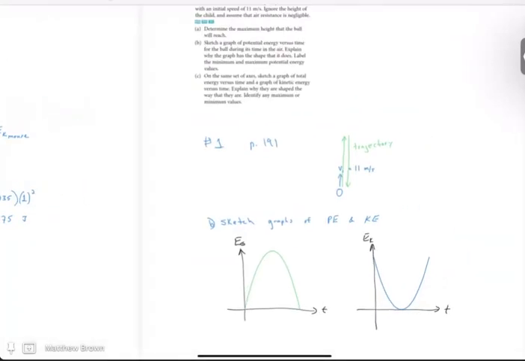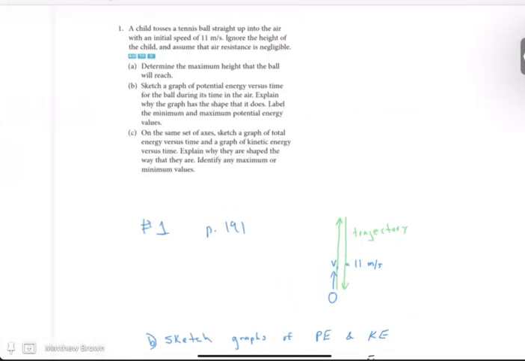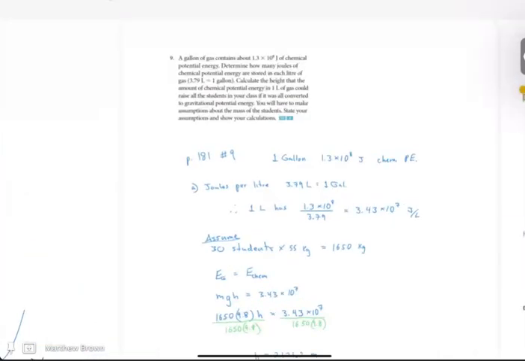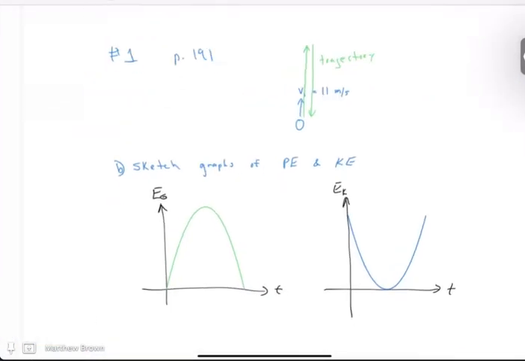Another one, this one came up during the async time. Someone asked about it. This is completely wrong, though, if you look at the solution in the book, so it might be something you'd wonder about. A child tosses a tennis ball straight up into the air with an initial speed of 11 meters per second. Determine the maximum height. Absolutely, you know how to do that. You can even do that with dynamics. But part B is where it's wrong.